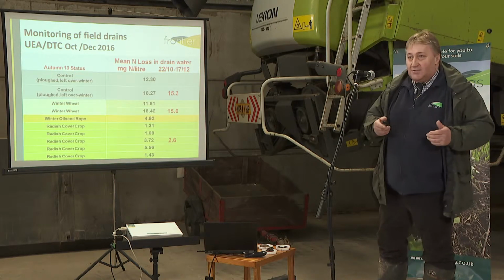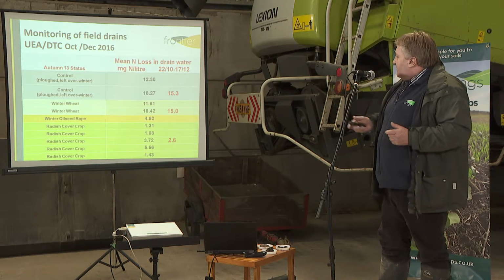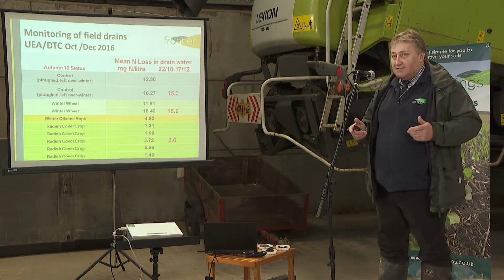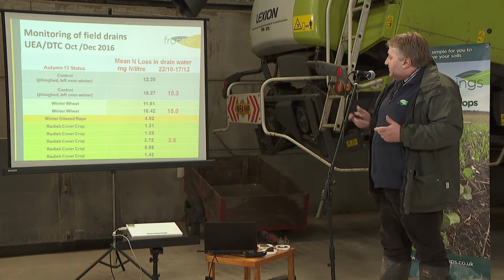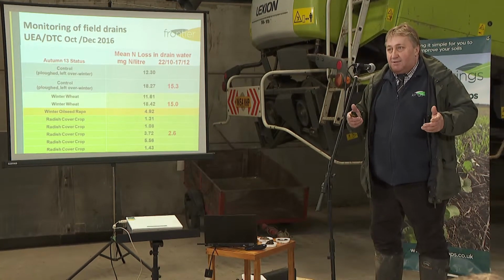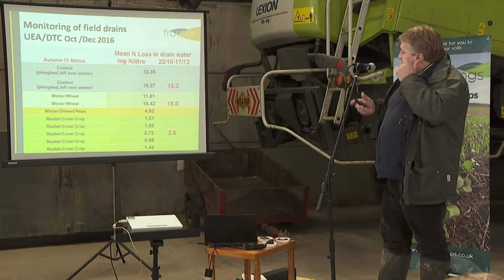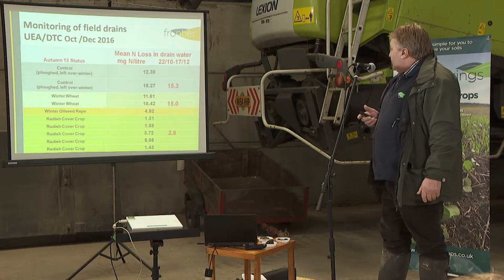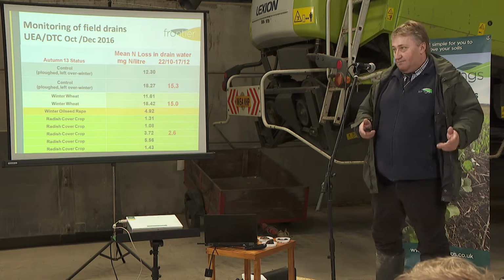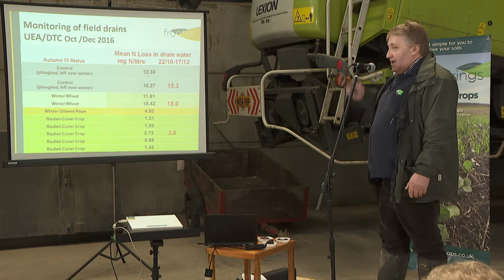This just takes that trial a little bit further. Monitoring of field drains. This actually just gives you an idea of some of the things that we're doing in these fields and the effects that they had. The top one, control ploughed left over winter. No action, just a ploughed field. And we look at the milligrams of nitrogen per litre lost on that, and you see the result there, 12.3. The second one down, 18.27, but an average of 15.3 milligrams per litre lost on a ploughed field.